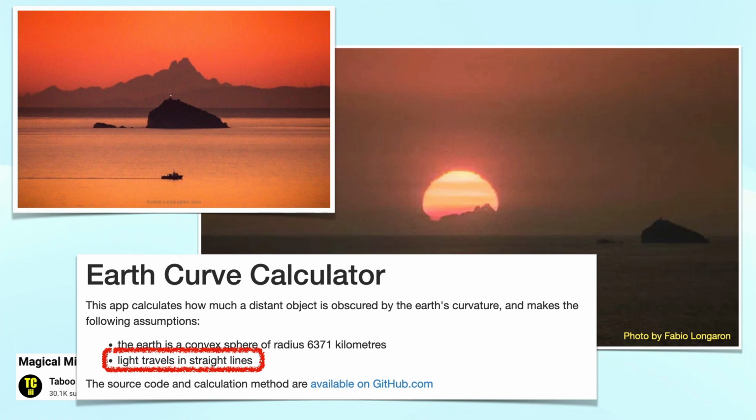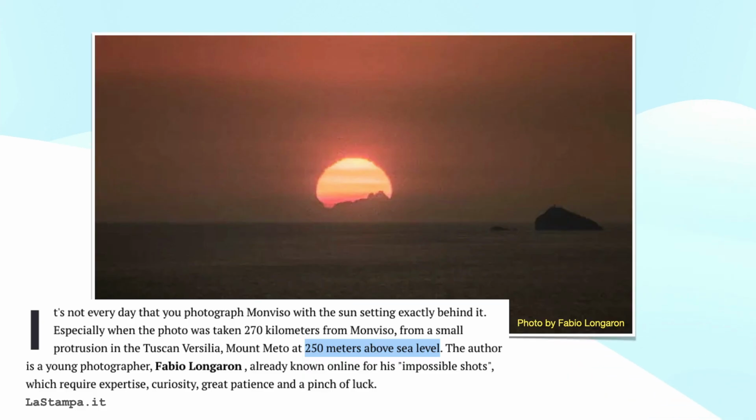In reality, refraction does exist, as shown by the sun, which looks circular the rest of the time, but here is looking a bit squashed and raggedy. The Earth does have an atmosphere, and refraction is a thing. More on this later. I wasn't able to find an exact location for where this picture was taken, but we do know it was about 250 meters above sea level.